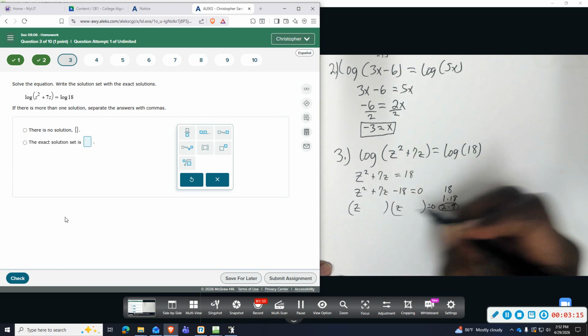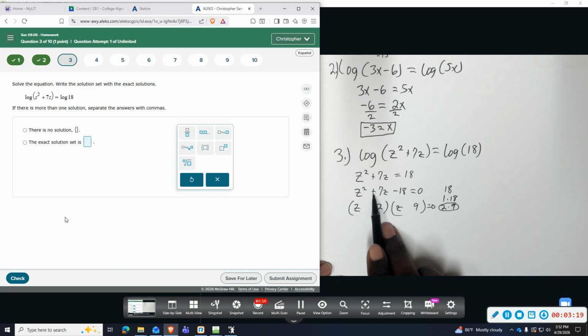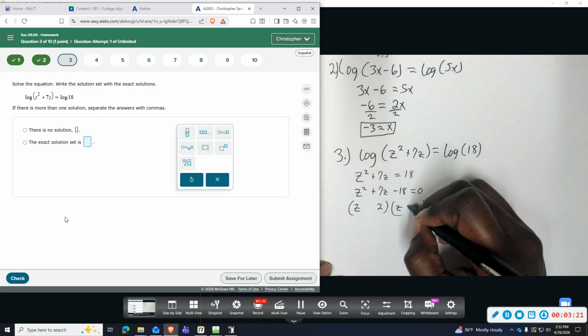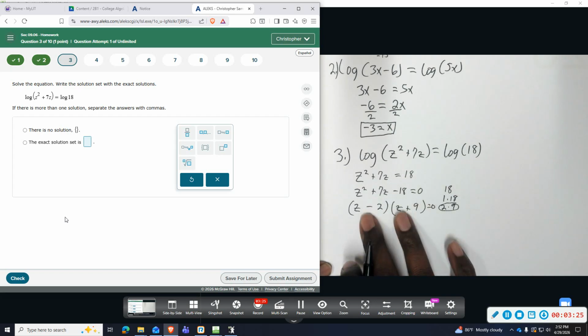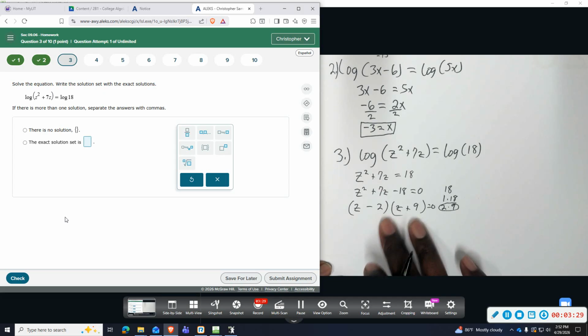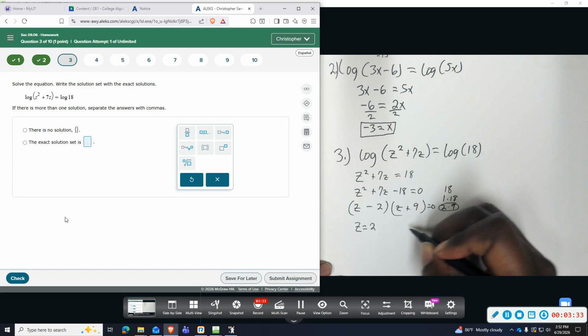Z and the 2 and the 9. We need a positive 7, so this 9 needs to be positive, and we need to subtract 2 to get 7. So here are our two factored forms. Set them equal to 0. We get z equals positive 2 and z equals negative 9.